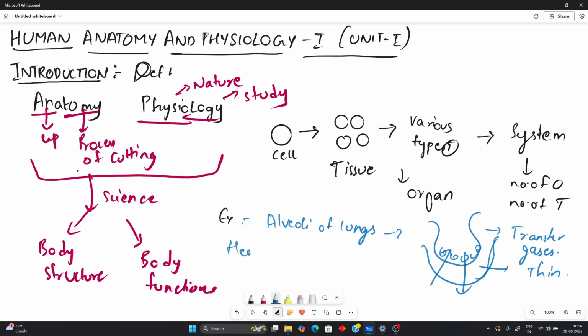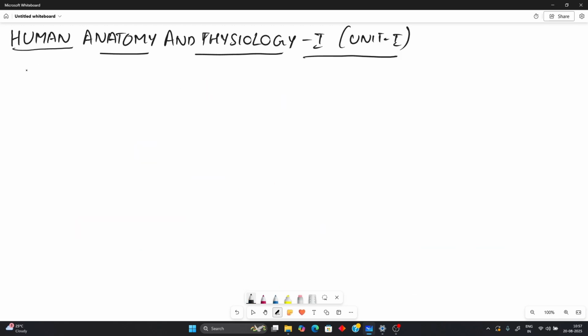Similarly, if we take the example of the heart, the heart is generally used for the pumping of the blood, and that happens with the help of blood vessels. So here the wall should be highly muscular in order to pump the blood through the blood vessels. These are a few examples. Now let's get into the next topic, which is levels of structural organization.